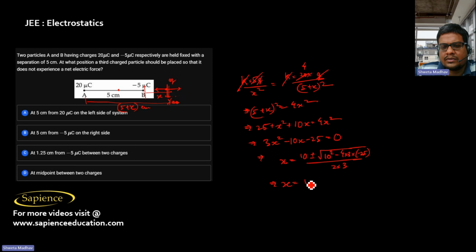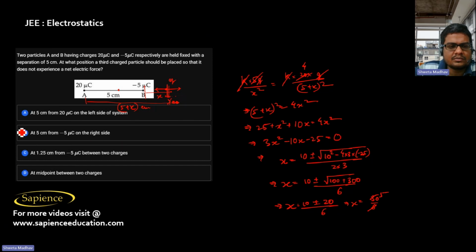So therefore x will be equal to 10 plus or minus square root of 100 plus 300, by 6. So x will be equal to 10 plus or minus square root of 400, that is 20, by 6. So x will be equal to 30 by 6. Since x can't be negative, 6 5s are 30. So we should keep it at a distance of 5 centimeter from the minus 5 microcoulomb charge on the right side. So option B is the correct answer.